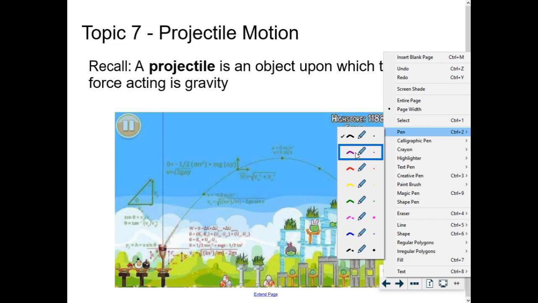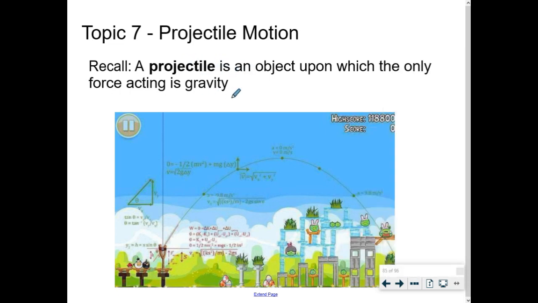We're going to talk about projectile motion. And just a quick reminder, a projectile is an object in which the only thing acting on it is gravity. Gravity is the only force acting upon it, which means that it's still going to be in motion, but gravity is going to pull it back down if it was on its way up. And if it was thrown down, it's going to get pulled down even faster.